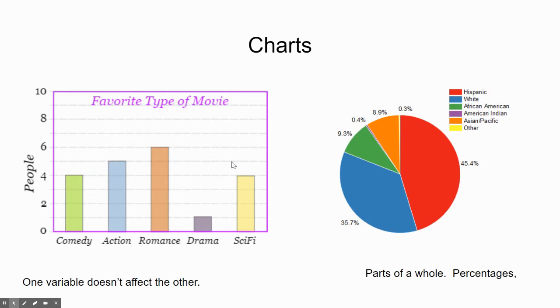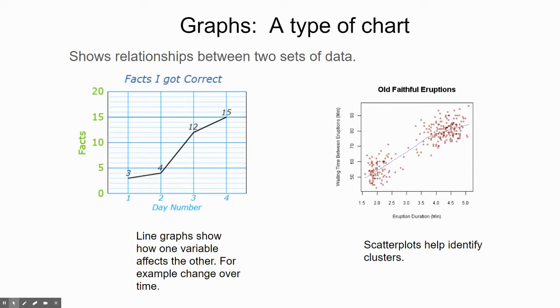So let's start out with charts. There are lots of different kinds of charts. Some of them that you're pretty familiar with are bar charts or histograms. And also a pie chart. Those are two different types of charts that you might know. So graphs are also a type of chart.